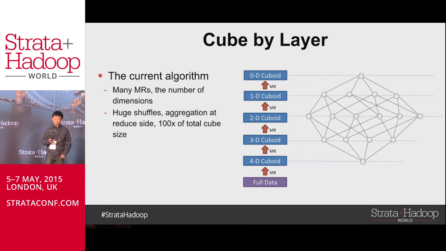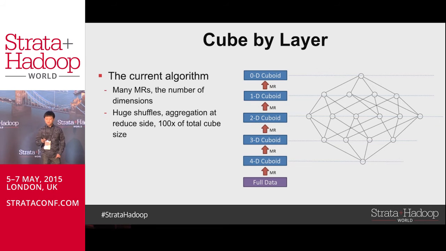This is the current cubing algorithm. As you can see, it works layer by layer, as I introduced just now. It is slow for two obvious reasons. First, it has a lot of MapReduce jobs, basically the number of dimensions you have. And MapReduce is slow to take off, especially if you have a big shared cluster. You often have to queue for a couple of minutes to tens of minutes to get a job started.